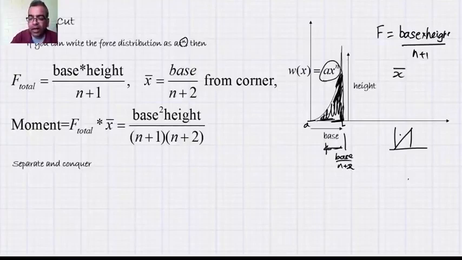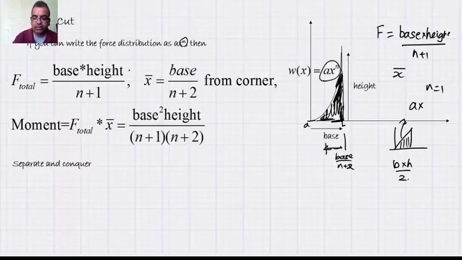Okay. Now for a triangle, what's the area? You can see first of all the equation for a straight line is a times x, right? So n equals 1. So how do I calculate the total area underneath this? It is base times height over 2.